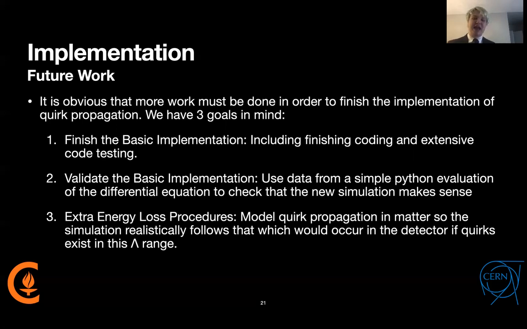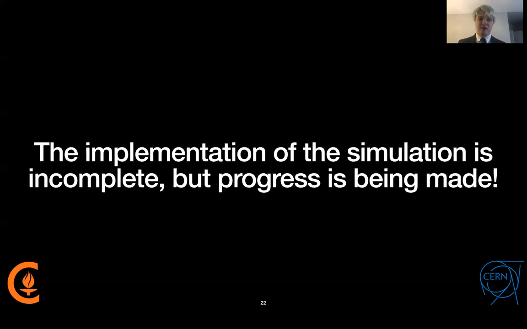Lastly, we will add in extra energy loss procedures in order to model quirk propagation in matter, so the simulation realistically follows that which would occur in the detector if quirks actually exist in the lambda range we chose. Thus, we conclude that the implementation of the simulation is incomplete, but significant progress has been made.